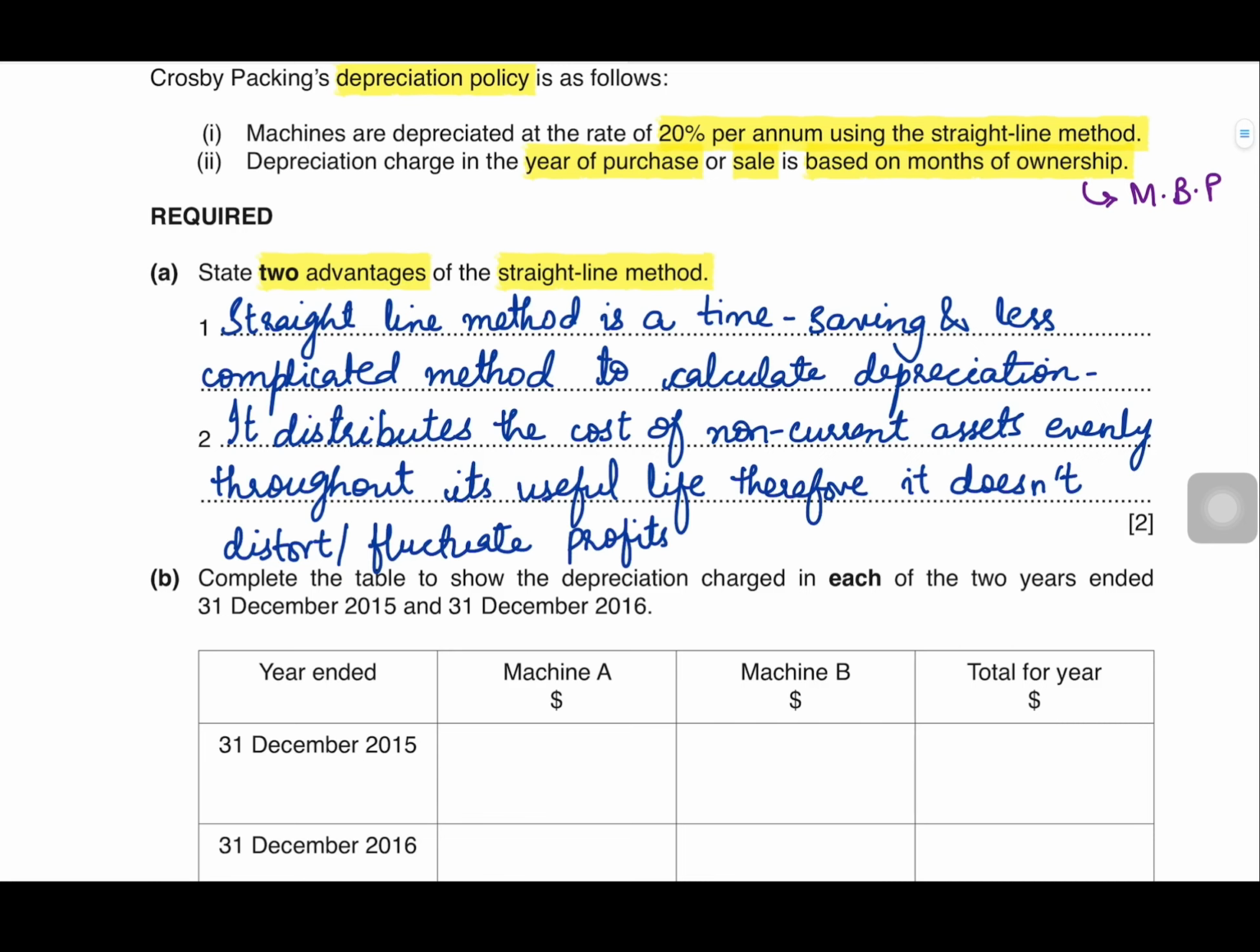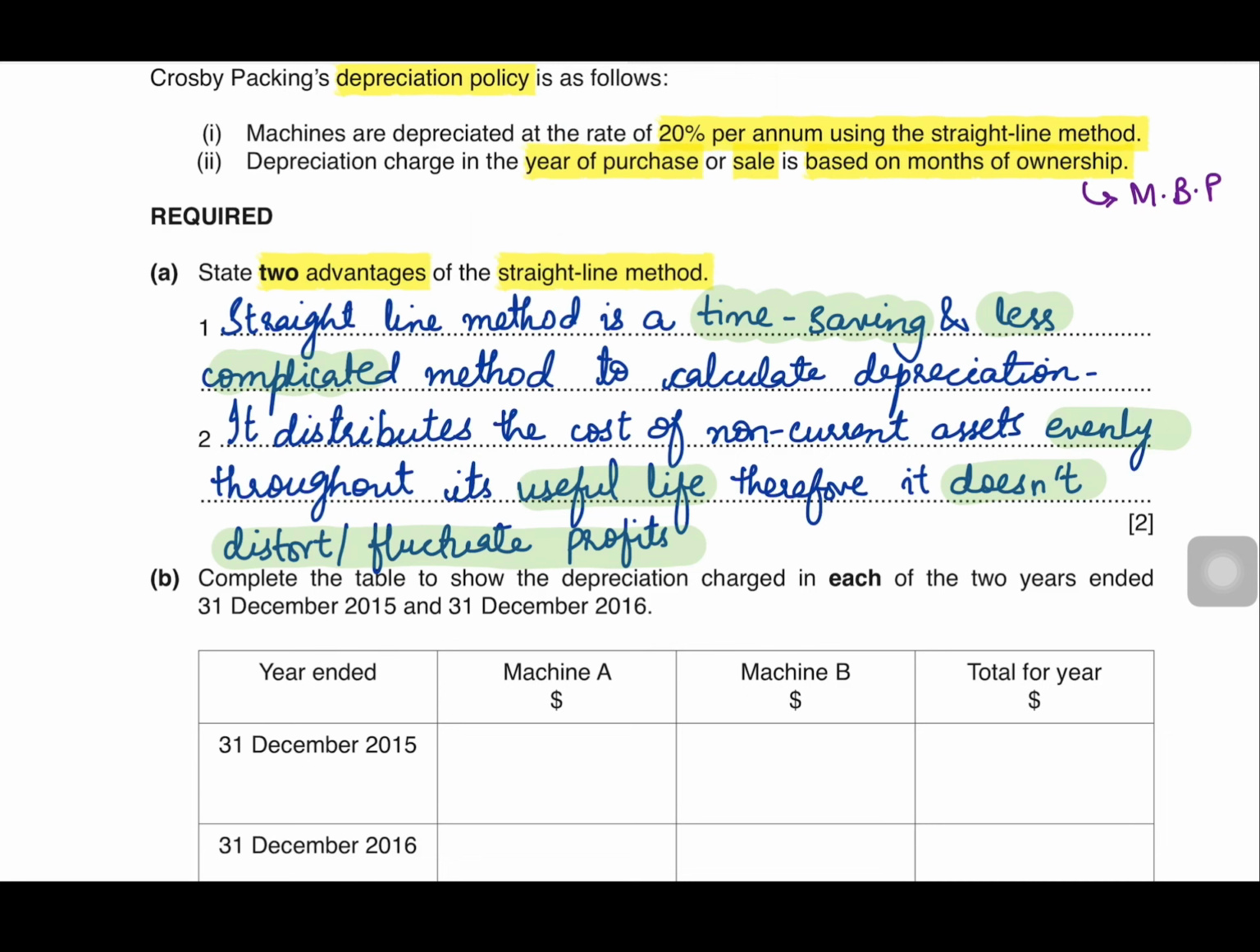Right. So you can also write your answer in this way. What does it say? Just what we have discussed, that the straight line method is a time saving and less complicated method to calculate depreciation every year, and since it distributes the cost of a non-current asset evenly throughout its useful life, therefore it does not fluctuate or distort your profits, right?